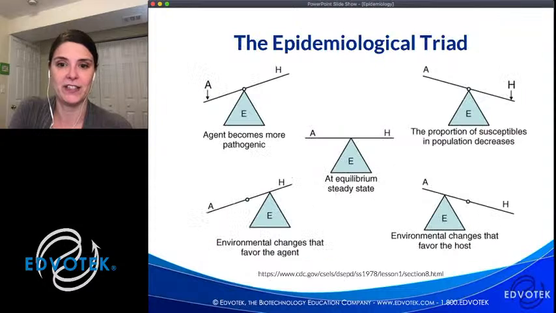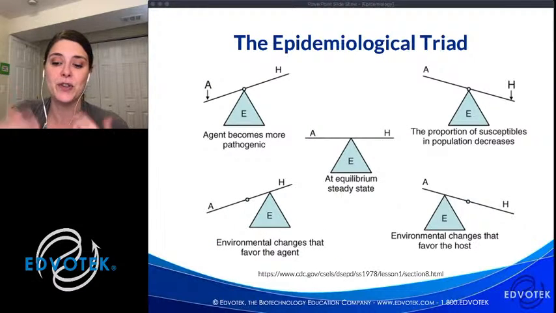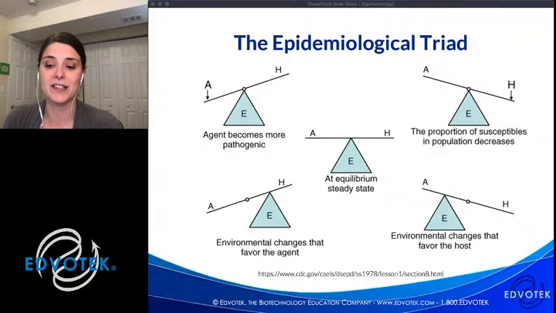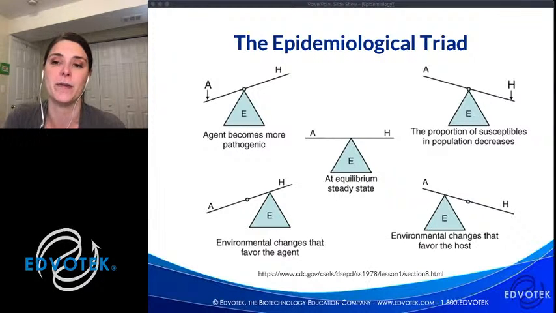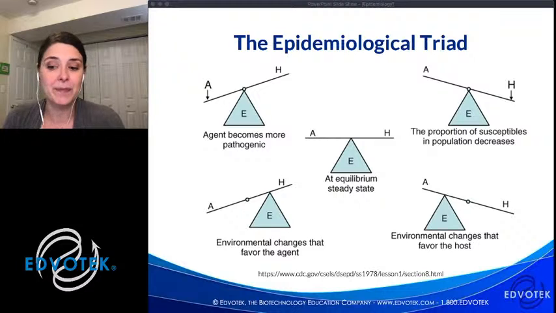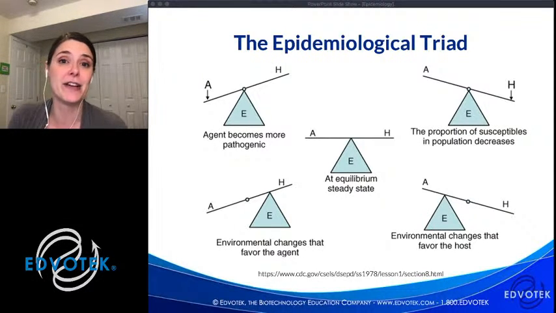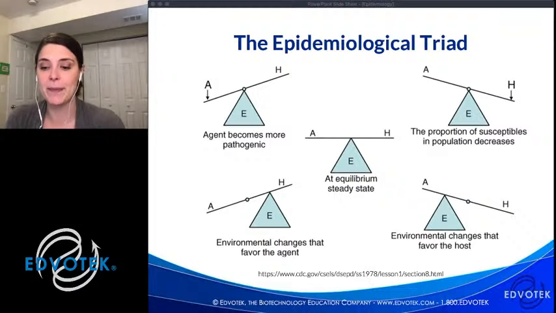Oops. I advanced one slide too far. And so as long as these are in balance, there's no problem. And we can kind of see that in the scale that you can see in the middle of the picture that I have on the slide. And when the balance tips, the host can become sick or the virus can be eradicated. And so there are examples of how that balance can shift on this slide.